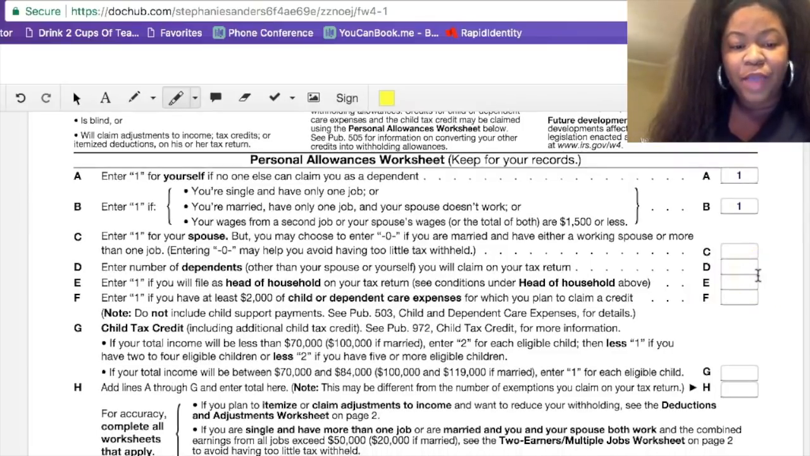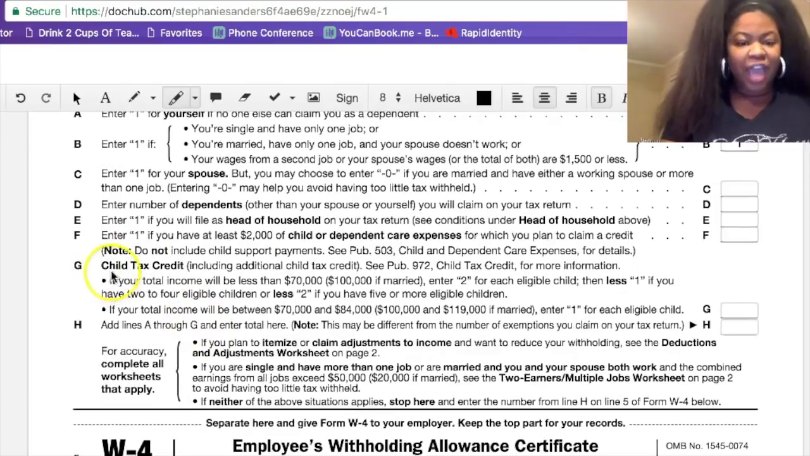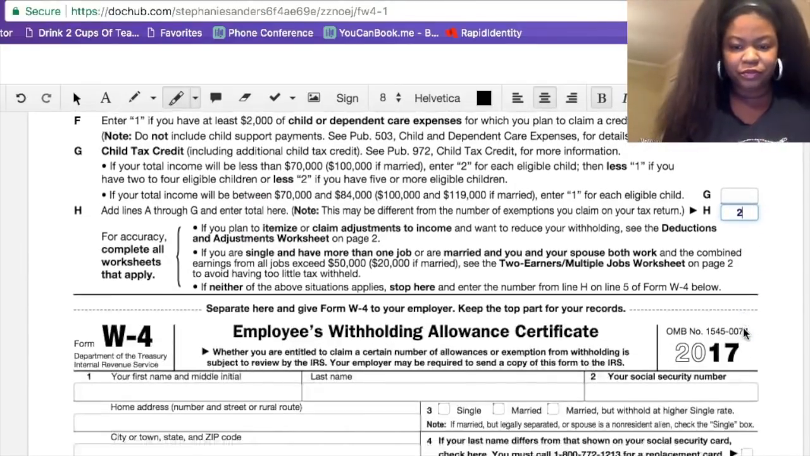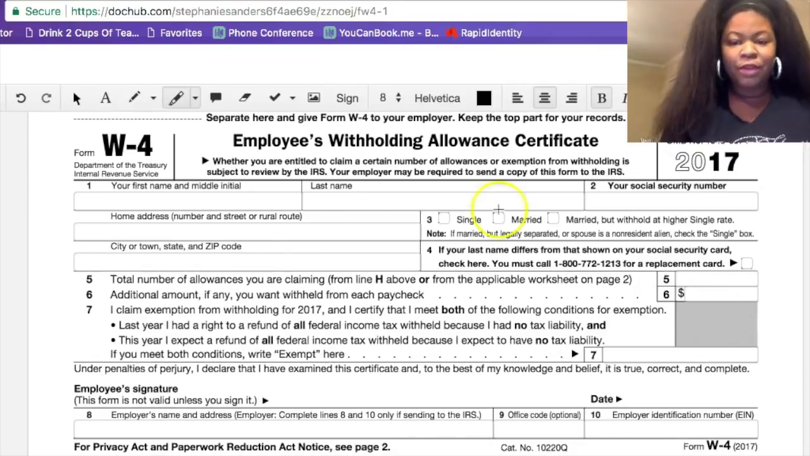Enter 1 if you have at least $2,000 of child or dependent care expenses for which you plan to claim a credit. This does not apply to that person. Child tax credit does not apply to our situation, so we would leave that blank. Add lines A through G and enter total here. So if we were to add up our allowances, we would have 2. We will enter the necessary information here, and we will then give it to our employer.